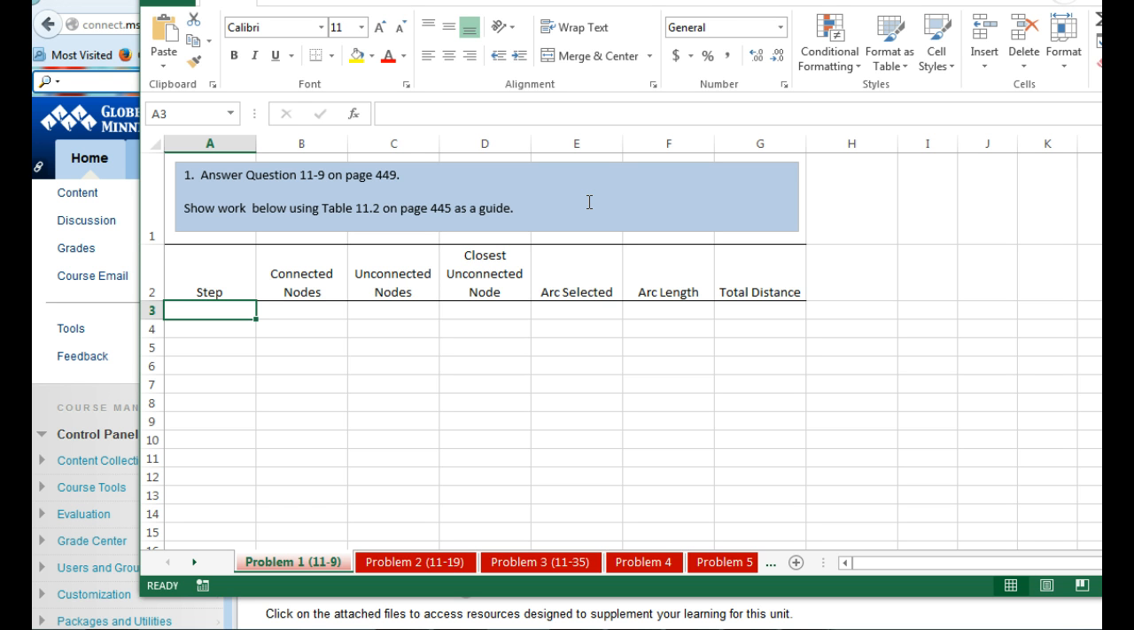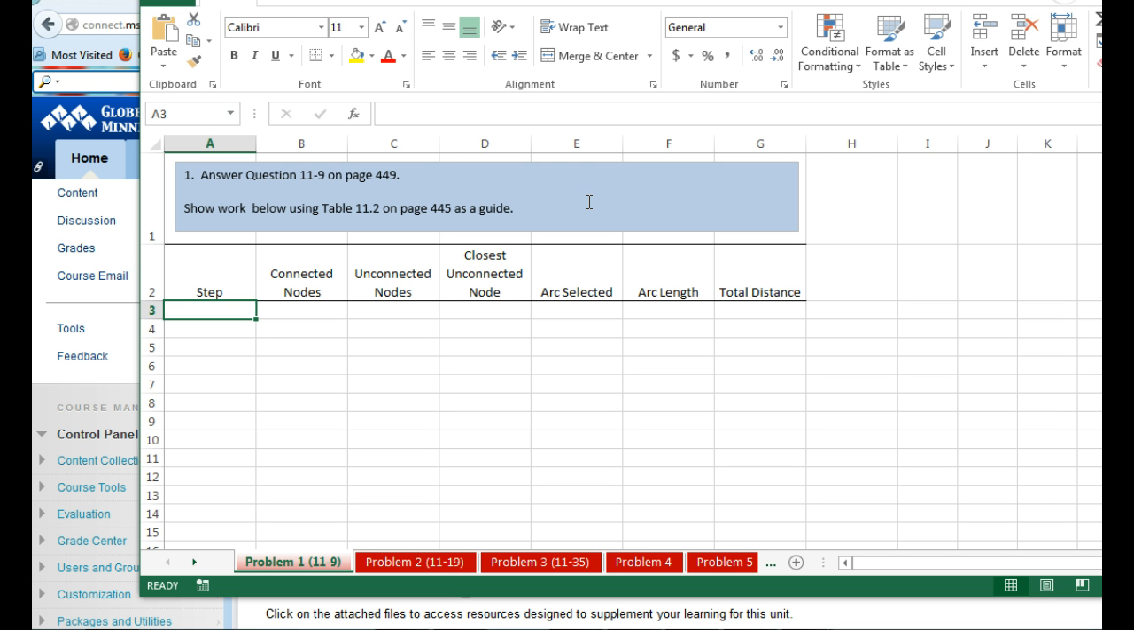The problem on page 445 is an example of a minimal spanning problem, and it has the solution there for you. And the solution is explained each step how they solved it. So if you follow those steps and apply them to the problem 11-9, you'll be able to solve that problem as well. So we're talking about minimal spanning in that problem.